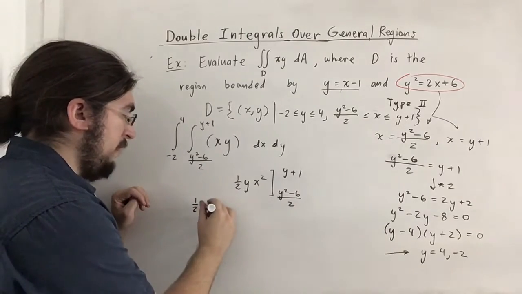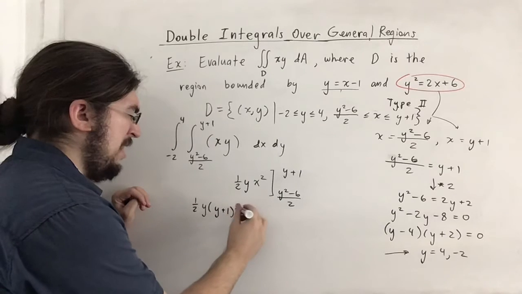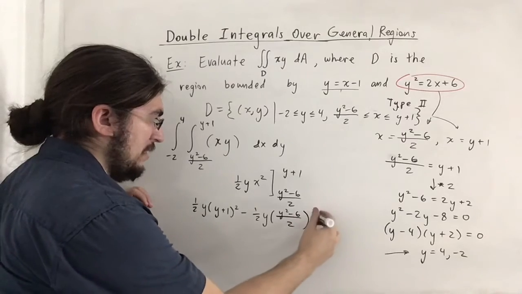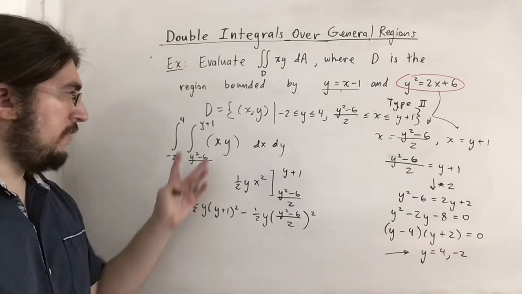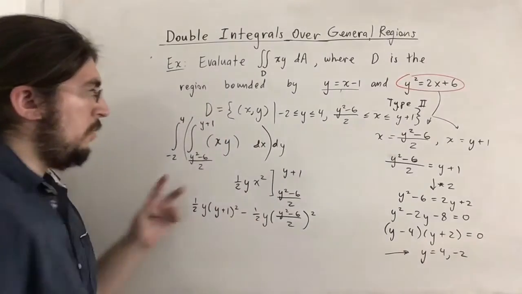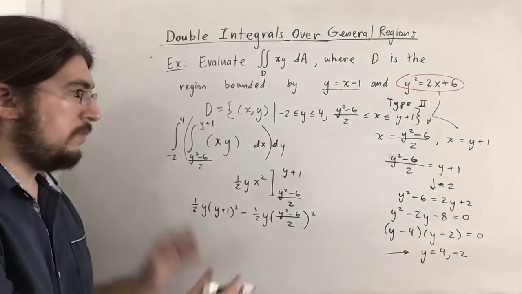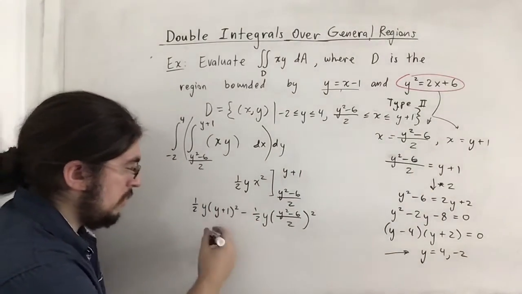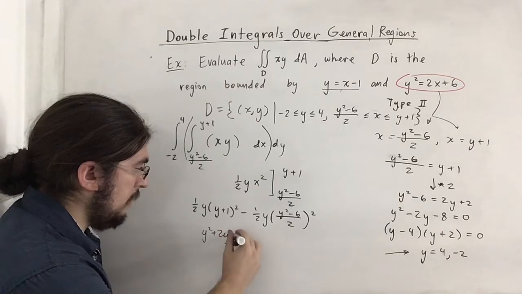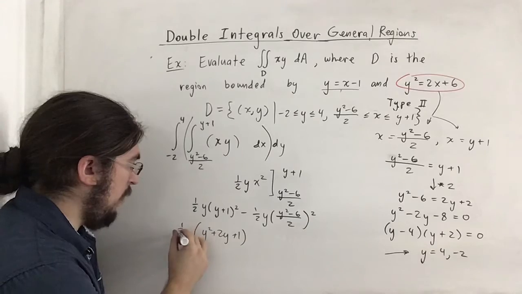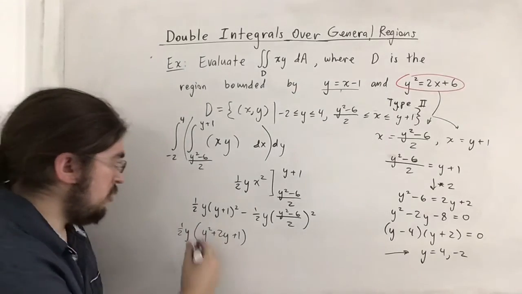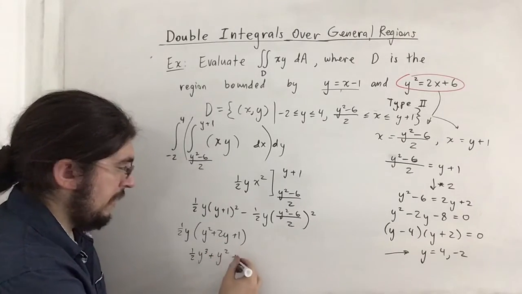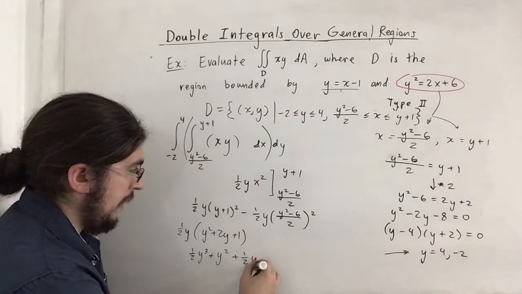When you plug this in, you get 1/2 y times y plus 1 squared minus 1/2 y times y squared minus 6 over 2 squared. Yikes. This looks like quite a bit. Now remember, this is going to be this first part here. So we can replace this thing in parentheses with whatever this result expands to. I think I'm going to have to erase this to show that though. If we expand this y plus 1 squared out, we get y squared plus 2y plus 1. If we distribute the 1/2 y, we get 1/2 y cubed plus 1 y squared, because 2 times 1/2 is 1, and then plus 1/2 y.